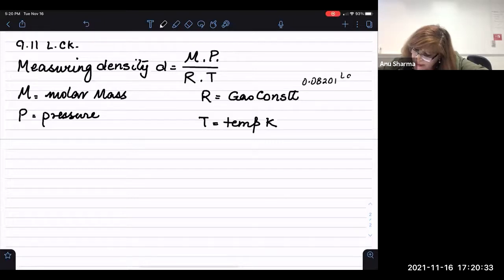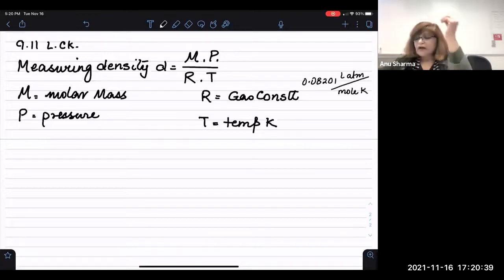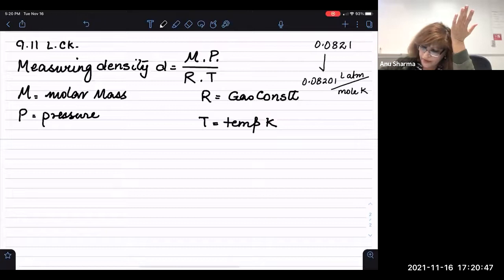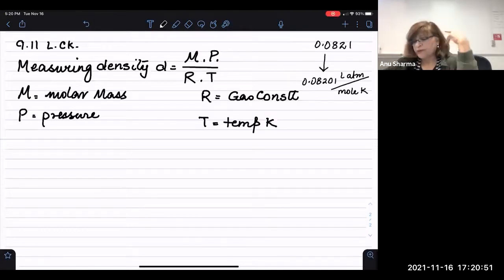0.08201 liters atmosphere per mole K. Now, here's the thing. Your book is also giving you 0.0821. So this is also okay. You know that it doesn't matter. It's just a little difference, but 0.08201 is more exact. That's the only difference.